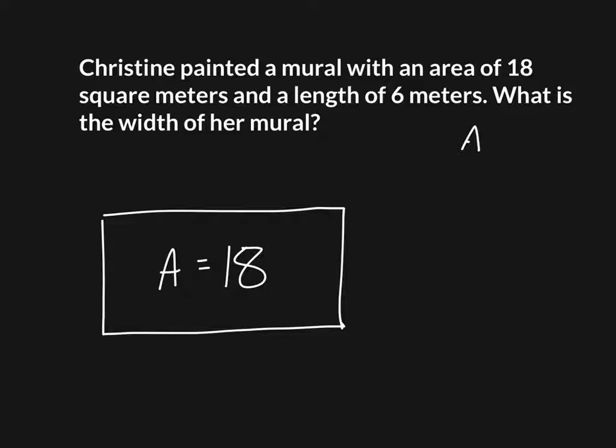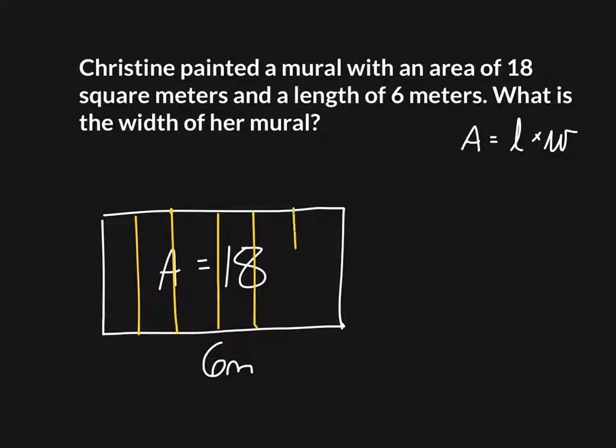And I'm going to write over here my formula to help me remember. Area is equal to length times width. And it says that my length is 6 meters. So I'm going to break this up into 6 equal sections because it is 6 meters. So this is 1 meter, 1 meter, 1 meter, 1 meter, 1 meter, and 1 meter.